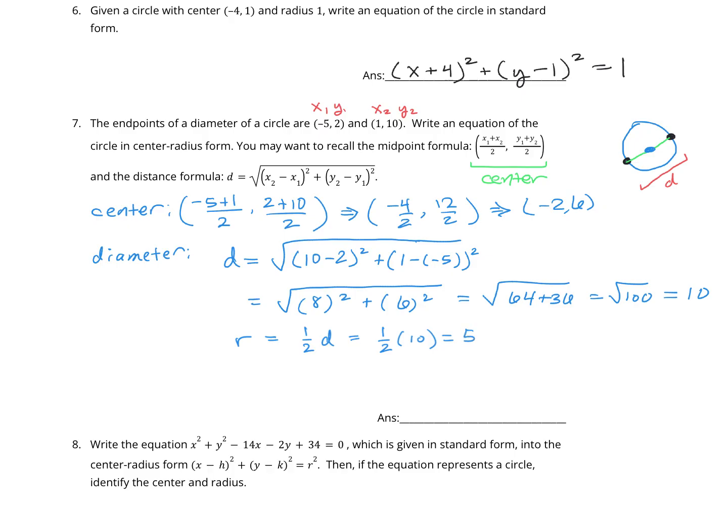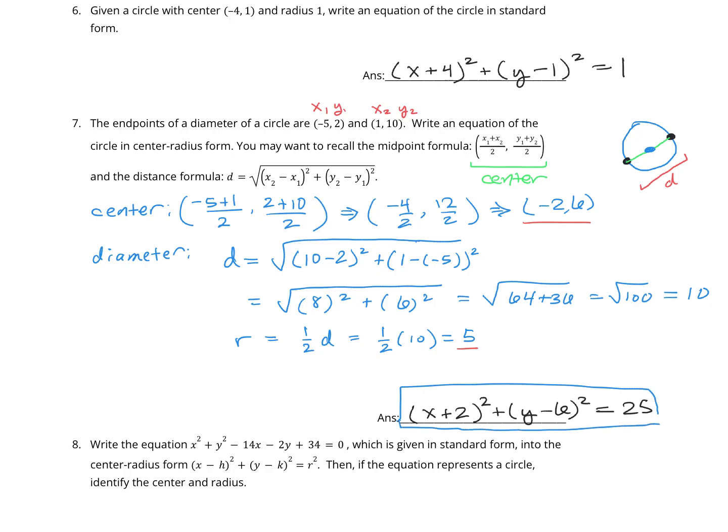So we now have our center. We've got our radius. We are ready to write that equation. Our equation is going to be x minus -2, so x plus 2 squared, plus y minus 6 squared equals 5 squared, which is 25. And that is the equation for our circle, which has these features.